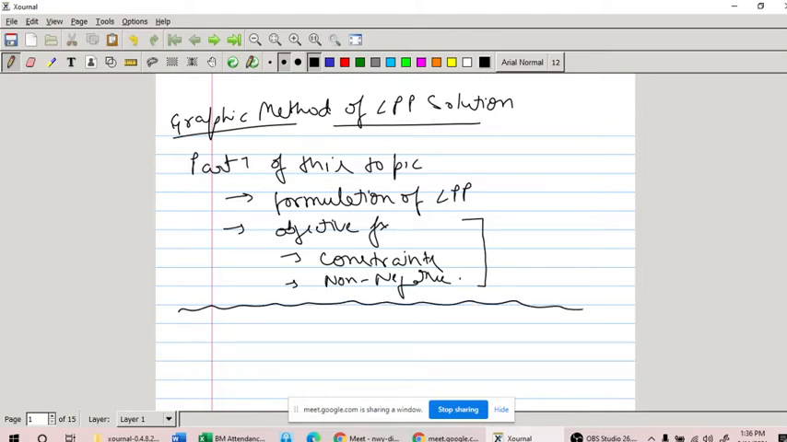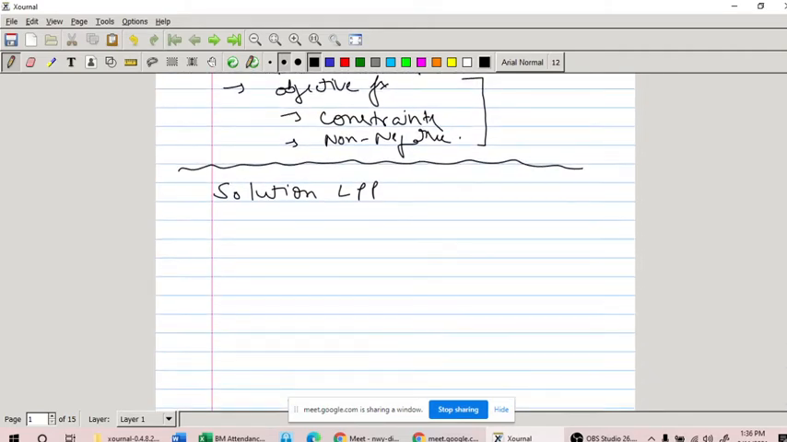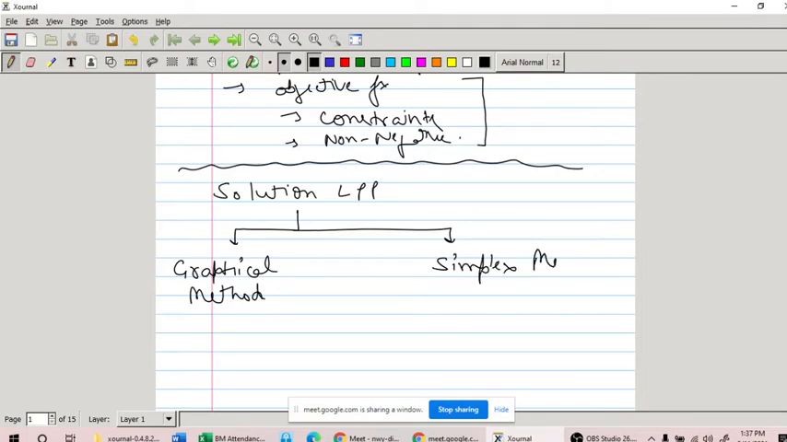Now the next part is about solution of LPP. Now let me tell you that this solution of LPP can be done in two ways. One is your graphical method and the other is your simplex method. So right now we are doing this method and we'll focus on simplex method in the upcoming classes.